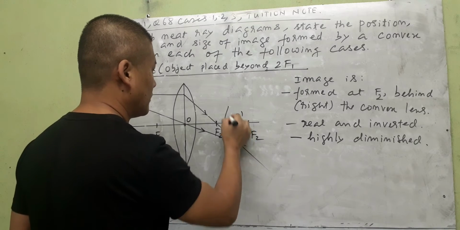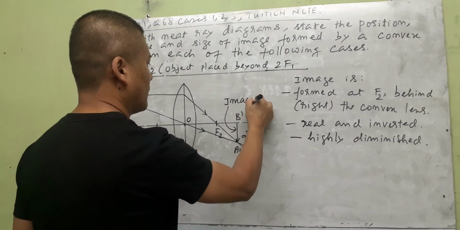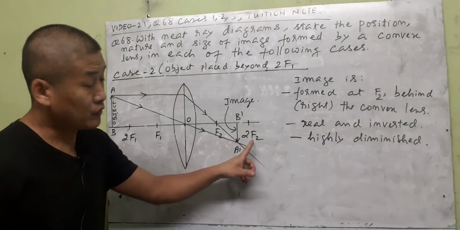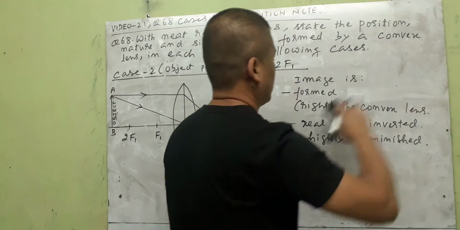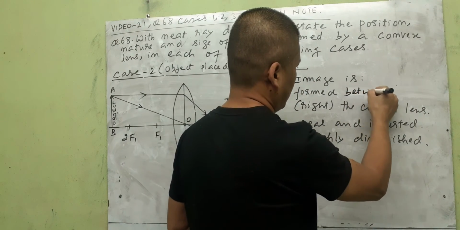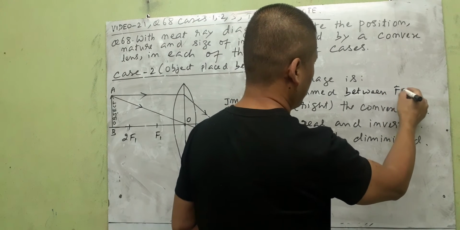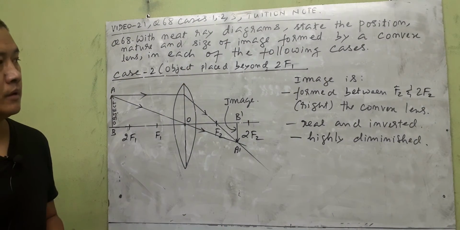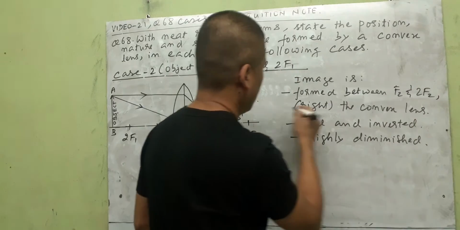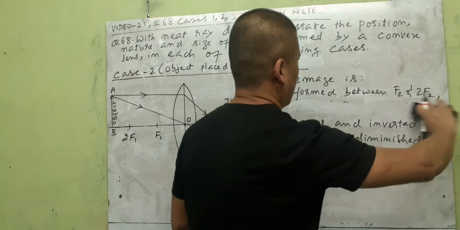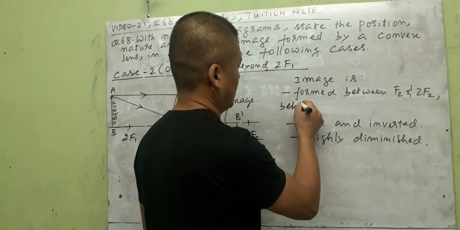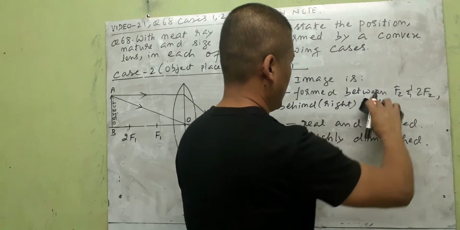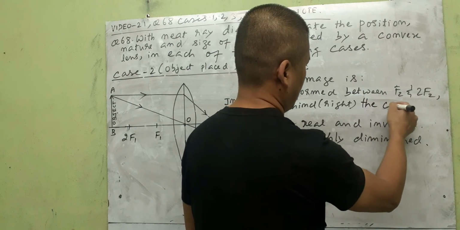So this is your image, right? So we write down, image is formed where? Between F2 and 2F2. So we write here: formed between F2 and 2F2, comma, behind or right side of the convex lens.